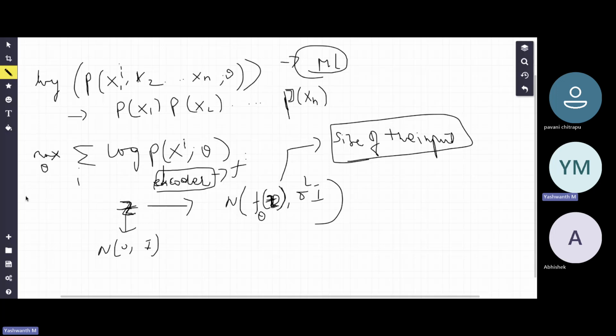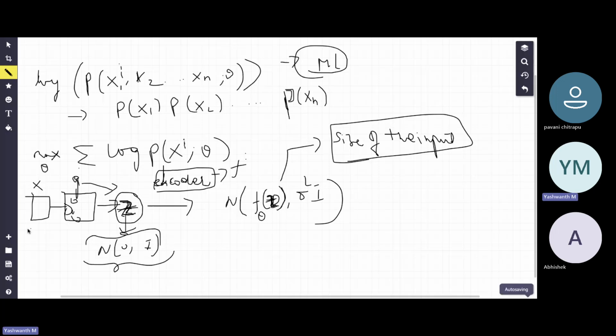We want to encode the entire image x followed by some network g, some neural network g. And this should give us a latent variable z, and its distribution should be as close as possible to a normal distribution, which is what we assume.